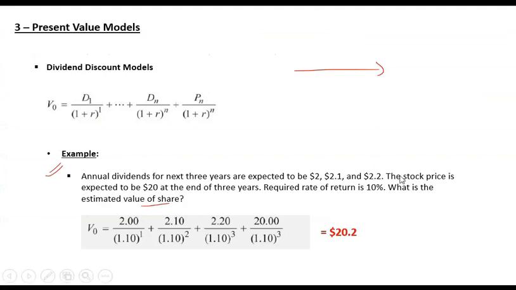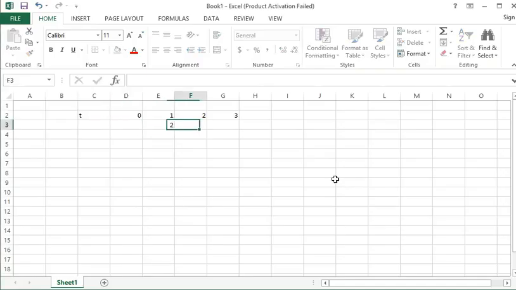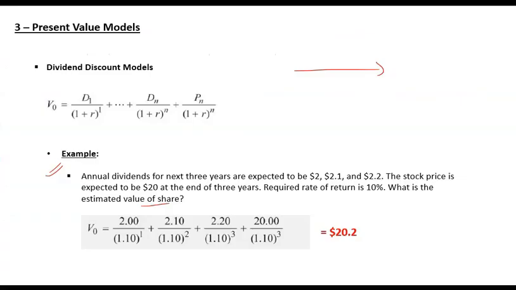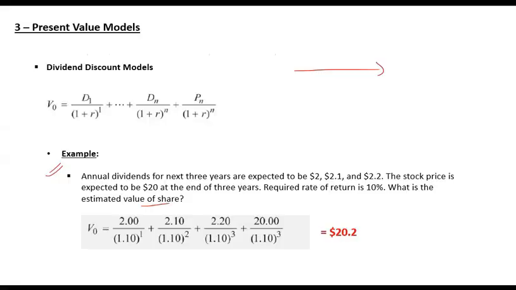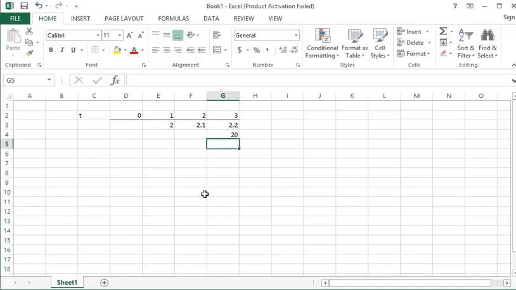Now moving on, the annual dividends for the next years are expected to be 2, 2.1 and 2.2. Stock price is expected to be 20 at the end of 3 years. Which means you will have these three cash flows in future, and at the end of the third year you will have another cash flow, which is 20.